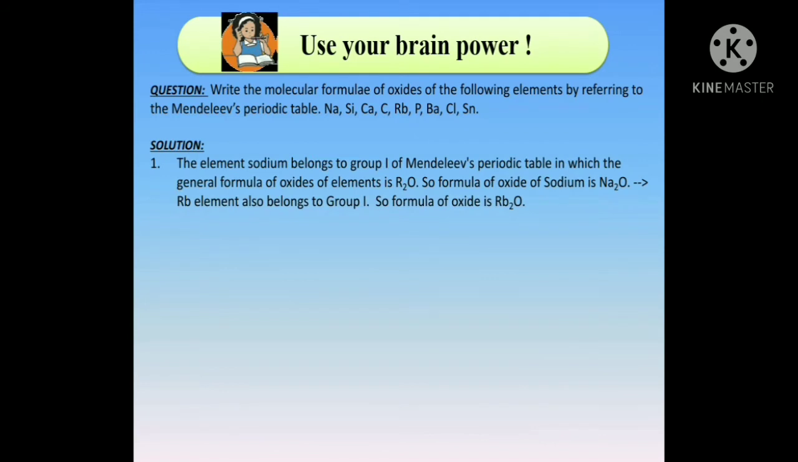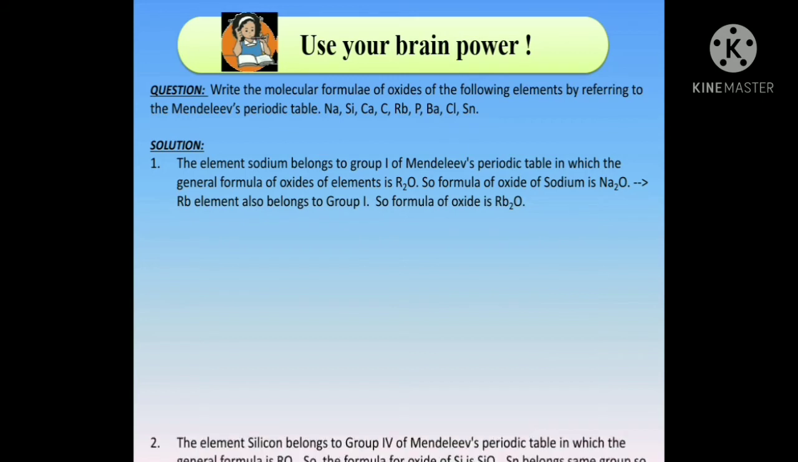The element sodium belongs to group 1 of Mendeleev's periodic table. You can go with Mendeleev's periodic table, children, in which the general formula of oxides of elements is R2O. So, the formula of oxide of sodium is Na2O. Rb element also belongs to group 1. So, the formula of oxide is Rb2O, that is rubidium oxide.